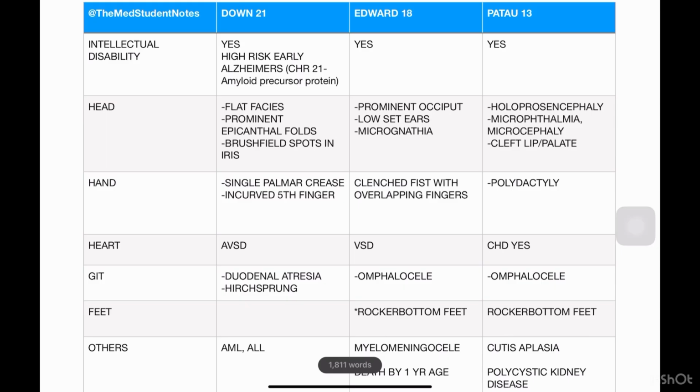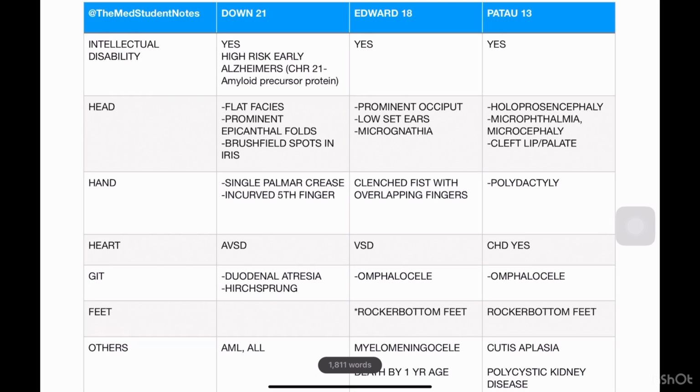I've made a table to compare and contrast the main trisomies that we should know as medical students. Down syndrome, trisomy 21, Edwards syndrome, trisomy 18, Patau syndrome, trisomy 13. So let's just get right into it. Firstly, intellectual disability is going to be present in all of them.